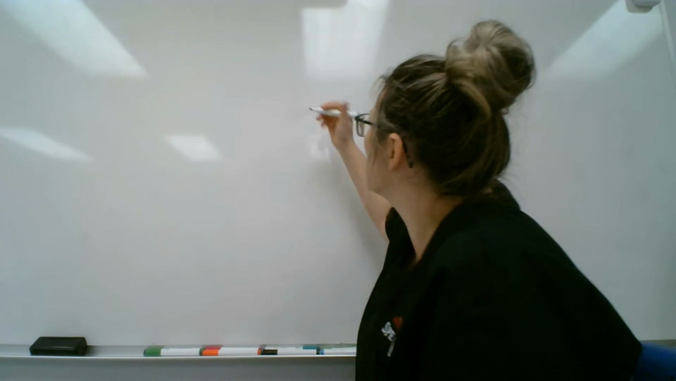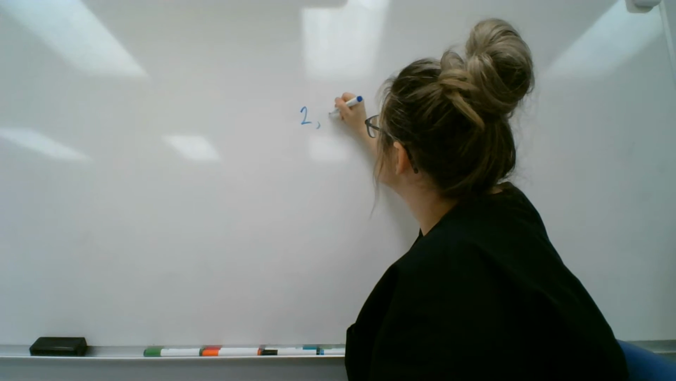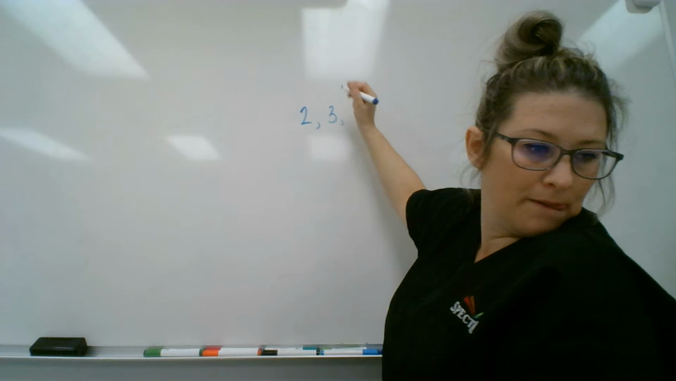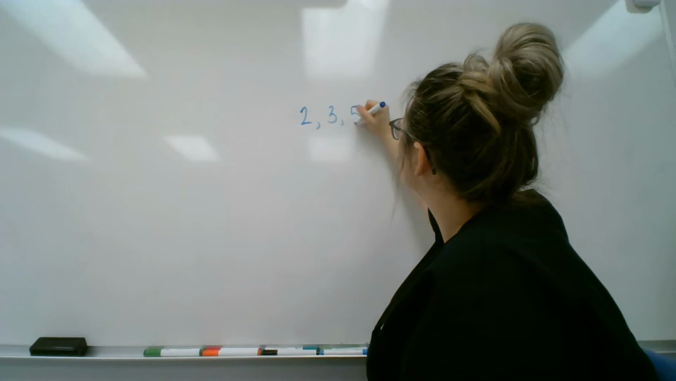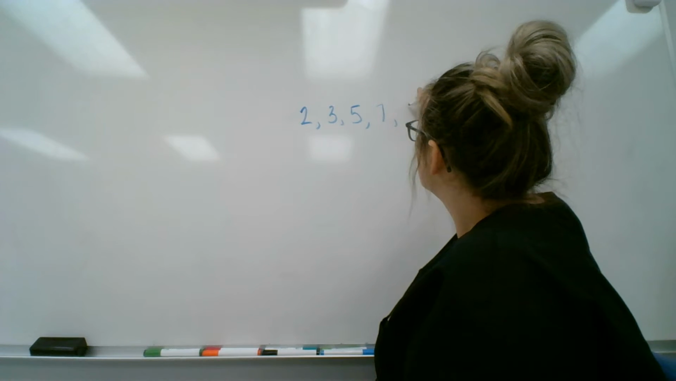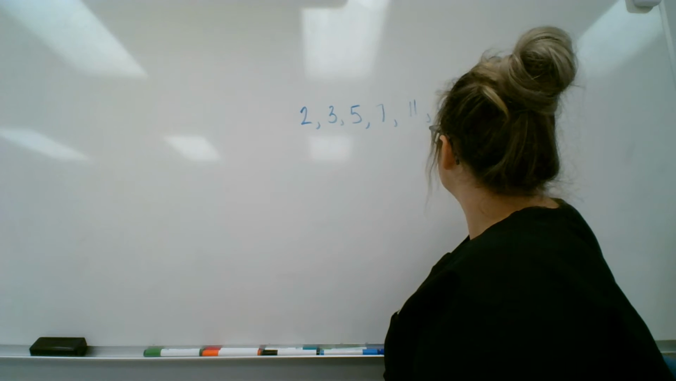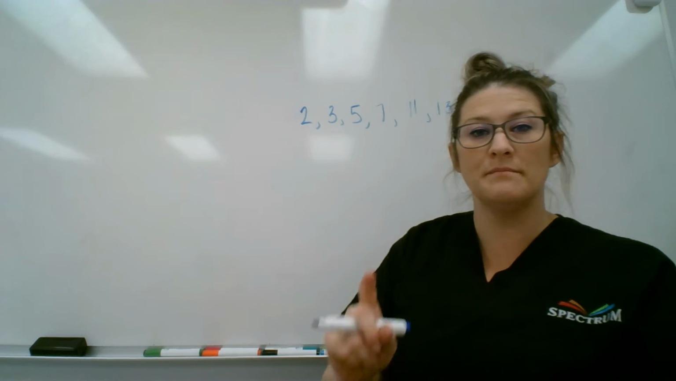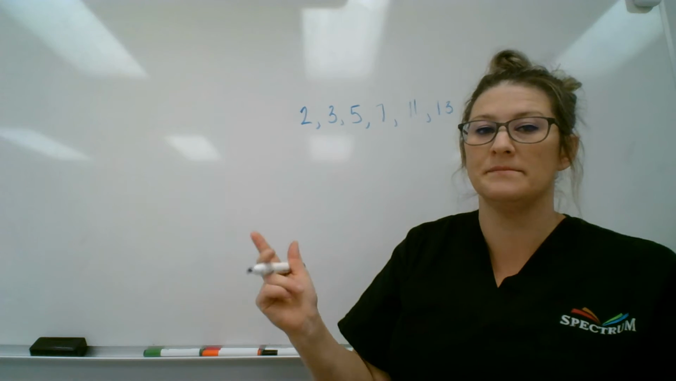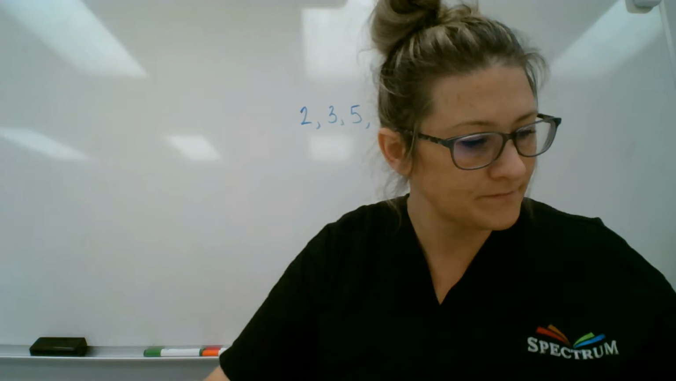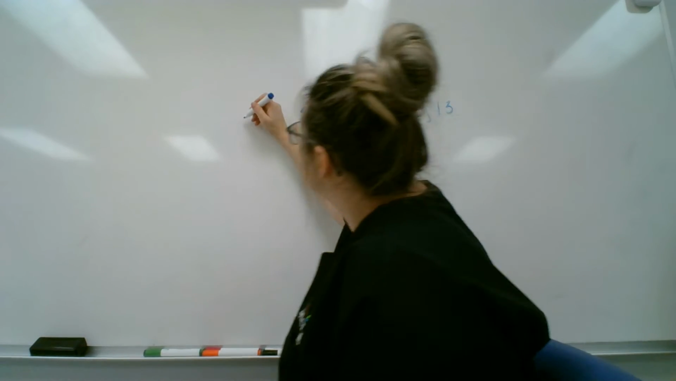Prime numbers are 2, 3, 5, 7, 11, and 13. These numbers can only divide by 1 and themselves. All right, here's some numbers that are not prime numbers.